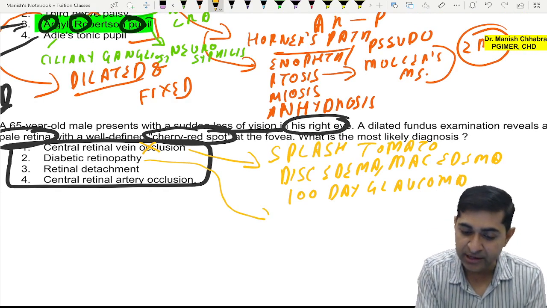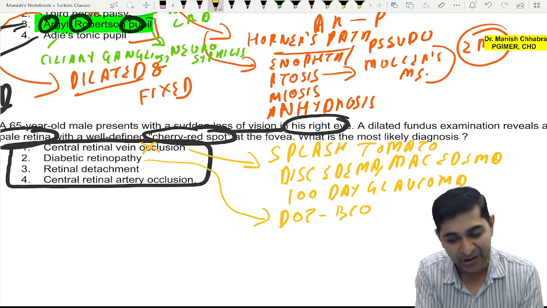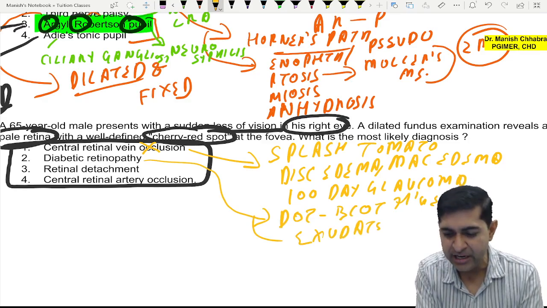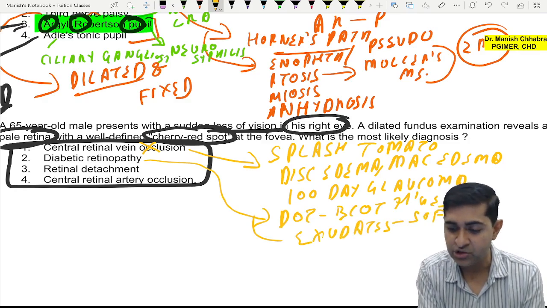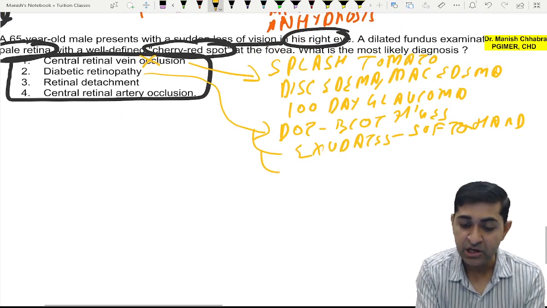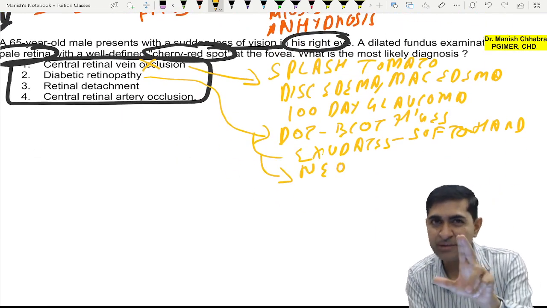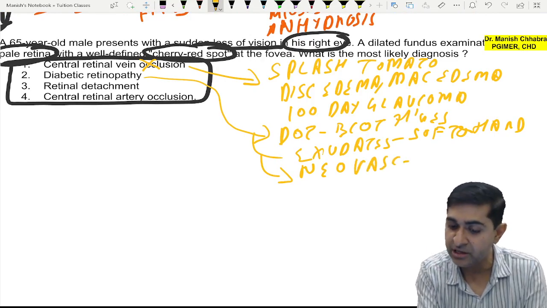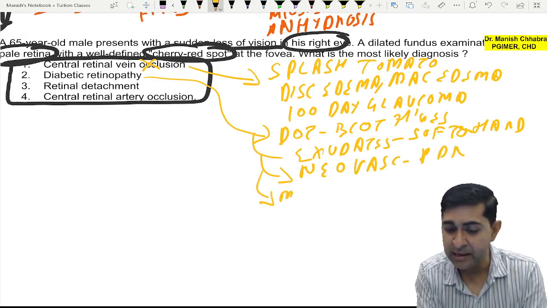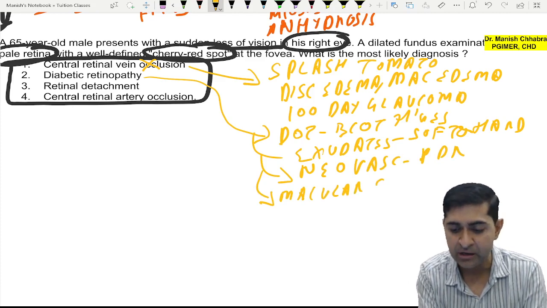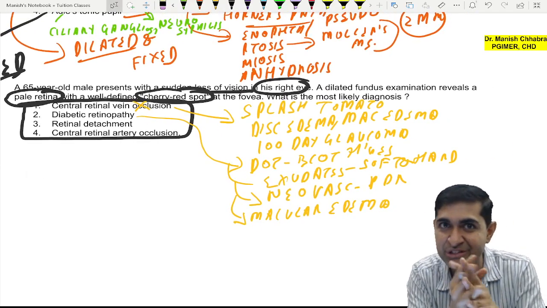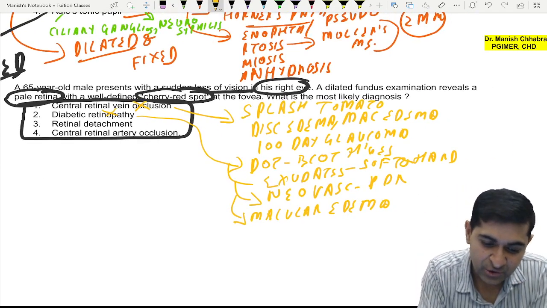Now, diabetic retinopathy: there will be typical dot blot hemorrhages. There will be exudates. Exudates can be soft exudates, it can be hard exudates, soft and hard. There can be neovascularization because they have just mentioned diabetic retinopathy, not non-proliferative or proliferative. Neovascularization can happen in proliferative diabetic retinopathy, right? There can even be macular edema in both NPDR or PDR. Yes, but again, it is not going well with the history which is provided. Yes, this is also ruled out.